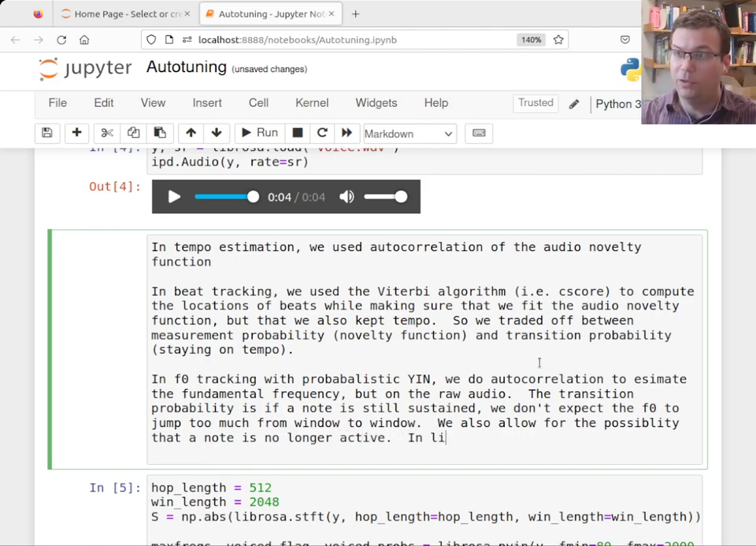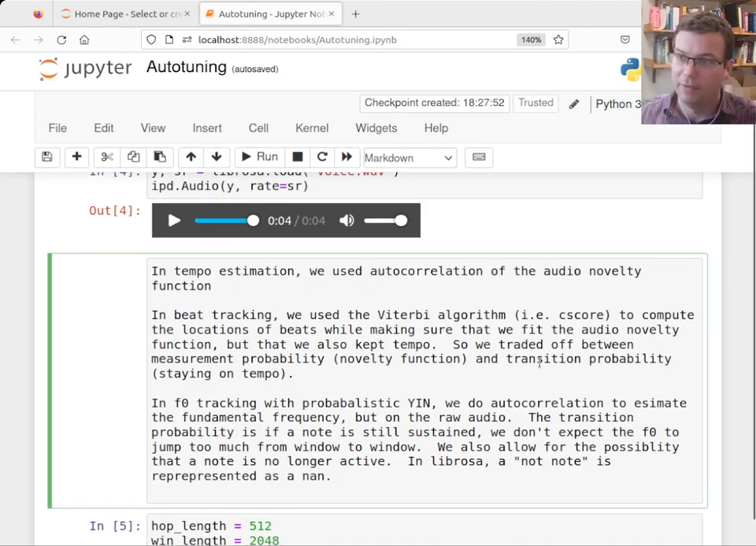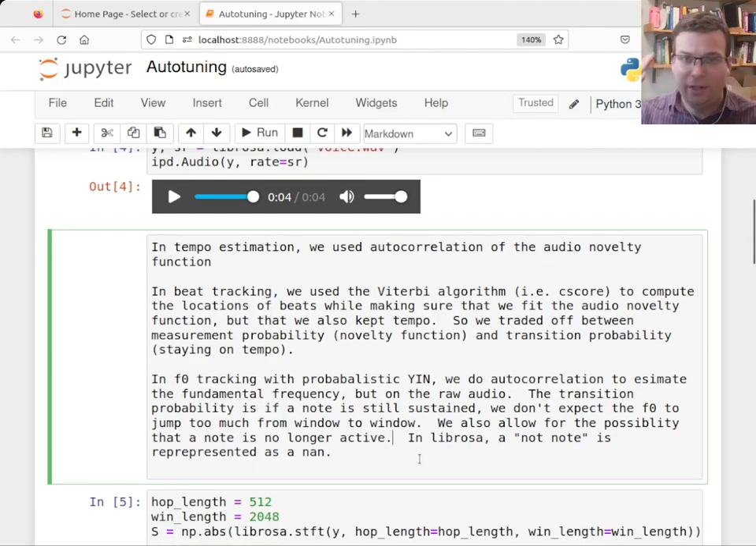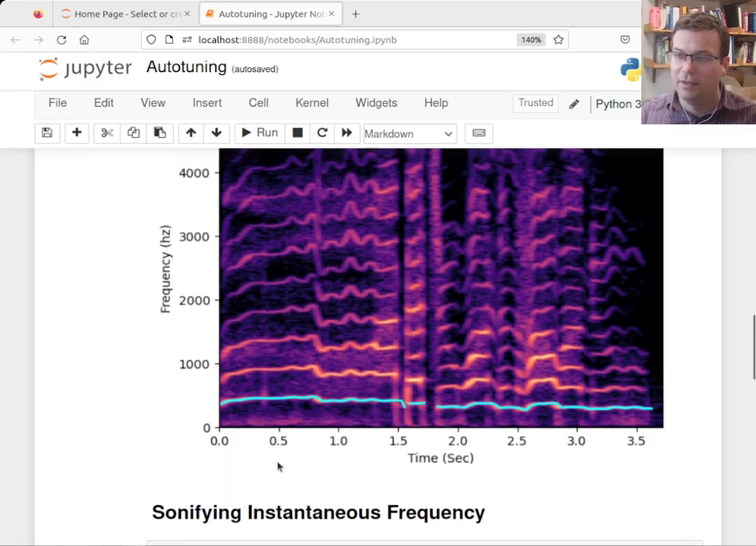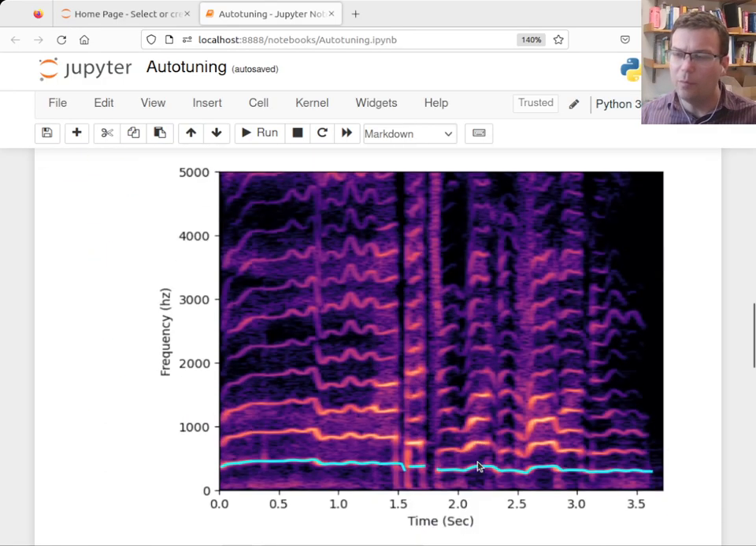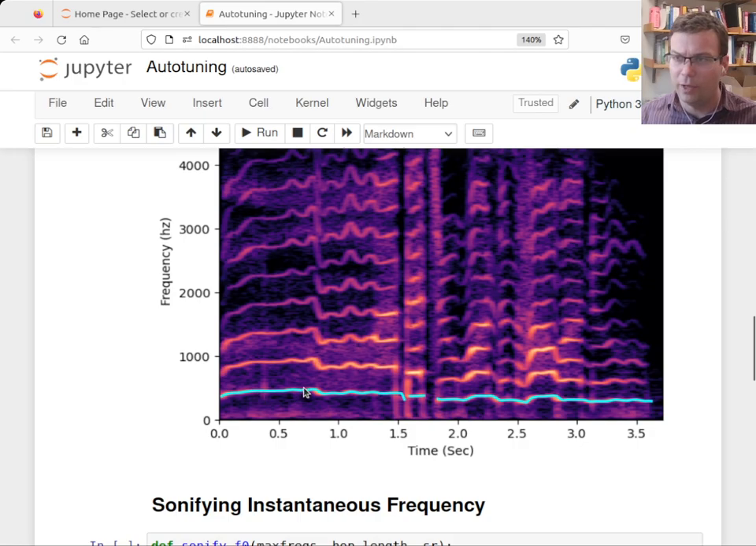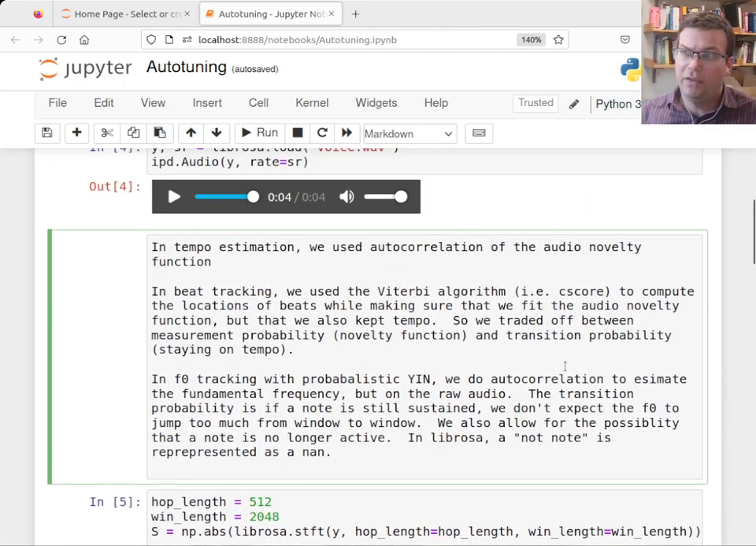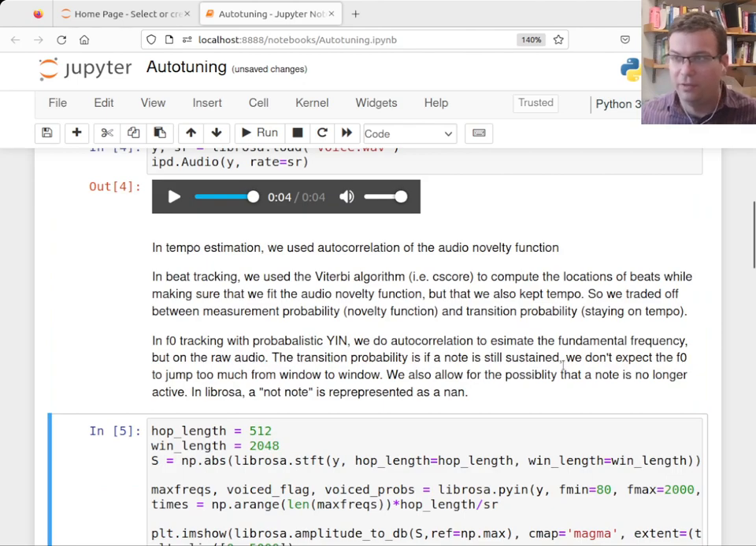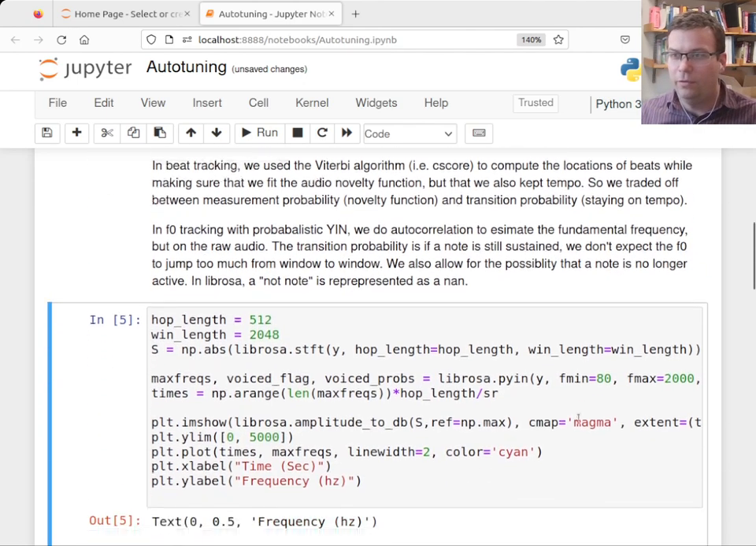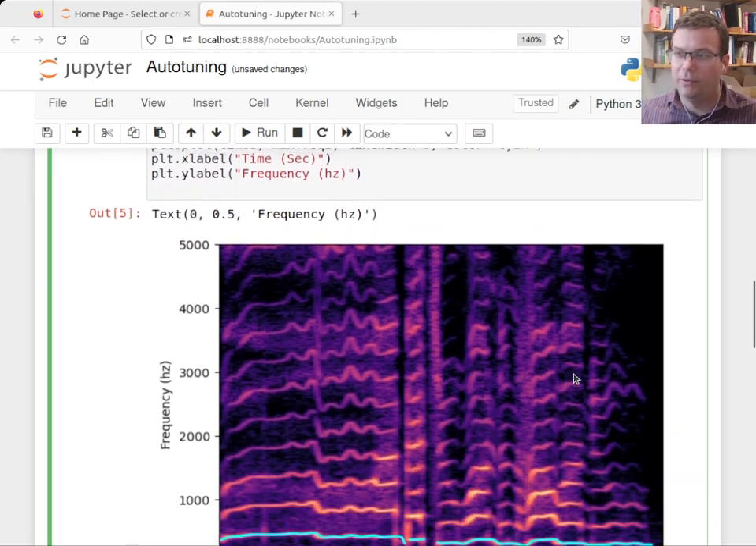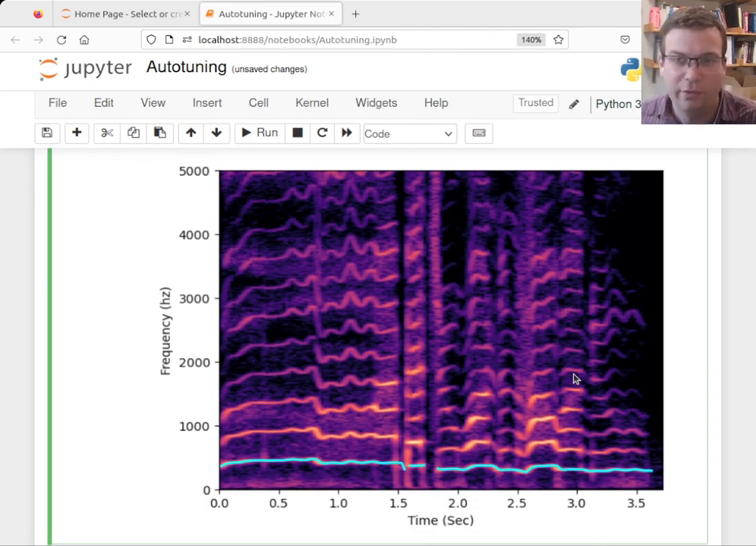Okay, so in Librosa, a not-note is represented as a NaN. Okay, so if I'm not playing the note, then I don't have to worry so much about what the maximum is in autocorrelation. But if I'm going along, then I don't want to jump around too much, okay? And so then it's a very similar algorithm to what we did for beat tracking, actually. So I'm not going to go through the details, but we can treat this as a black box for now, knowing some of the intuition about how this works.